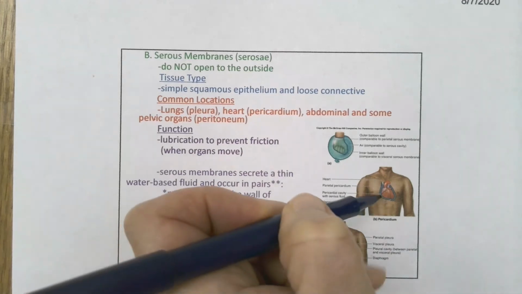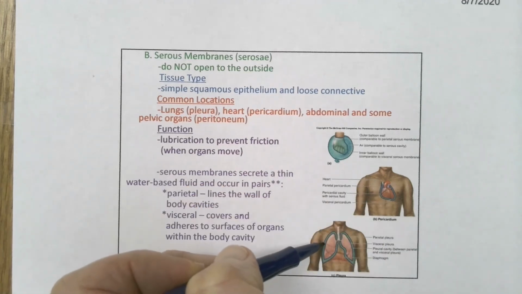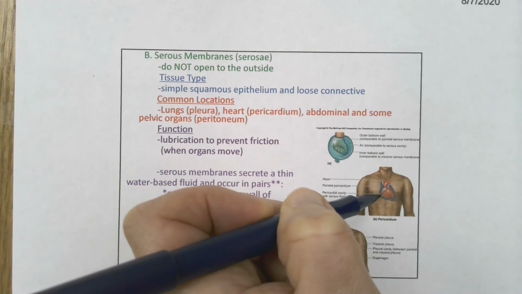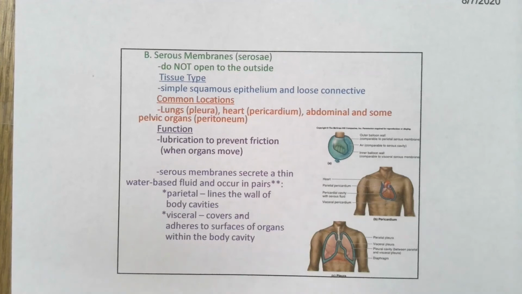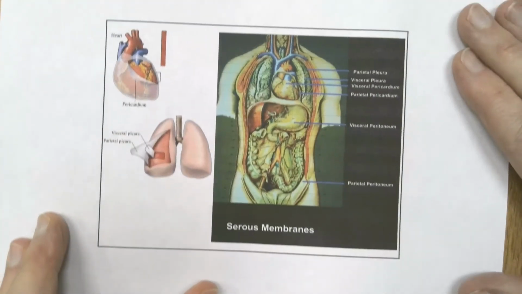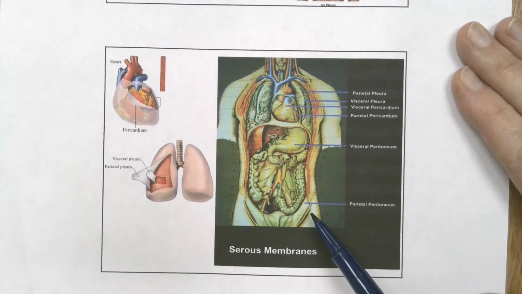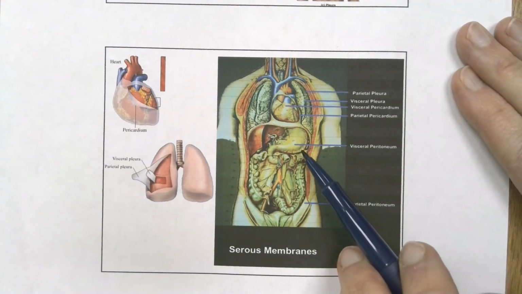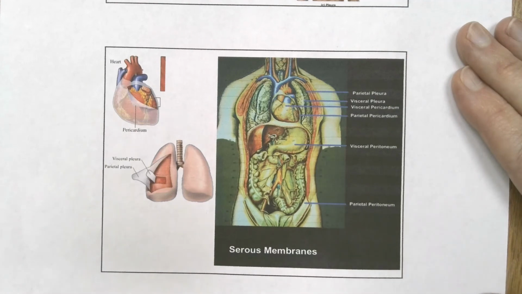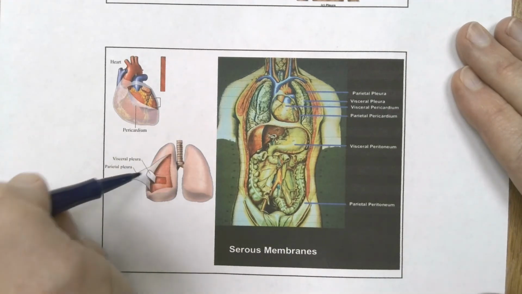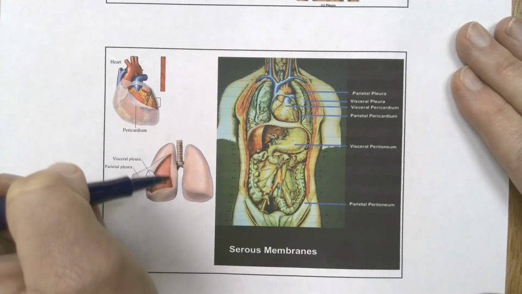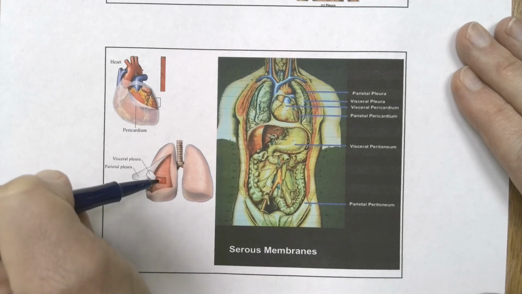So the parietal pleura will line the wall of the thoracic cavity around the lungs. The parietal pericardium will line the wall of what's called the mediastinum around the heart. And then when we go to this other diagram on the bottom, you can see all of those labels over here on the right. There's the parietal peritoneum, and then they're showing the visceral peritoneum adhering to the surface of the stomach. And so between this visceral and parietal layer, you would assume that there's a thin watery fluid, and then there's the surface of the lung, for example.